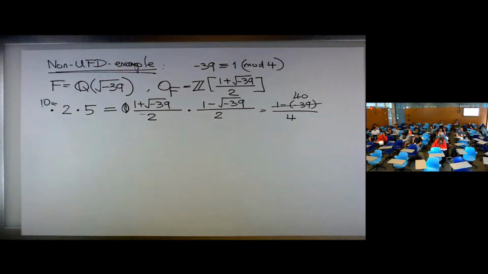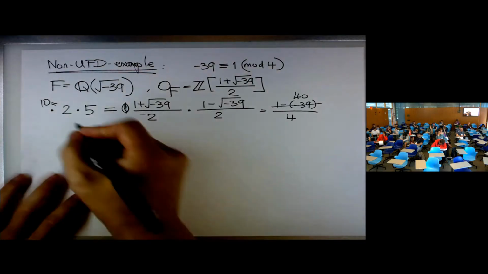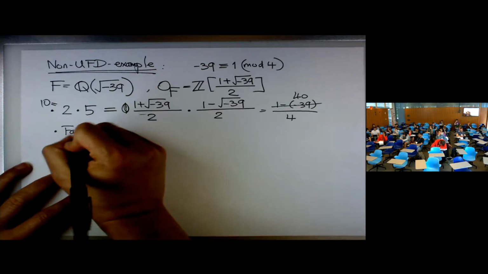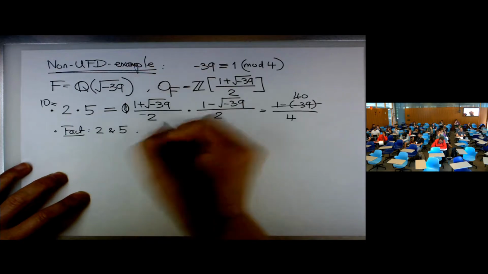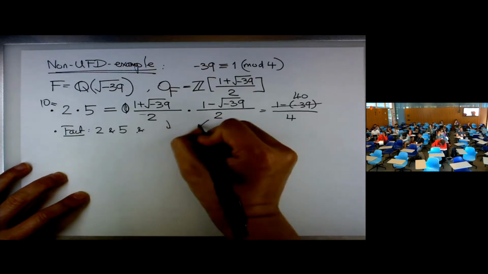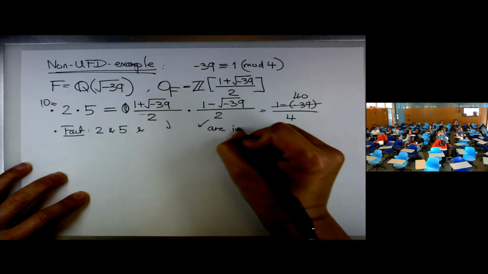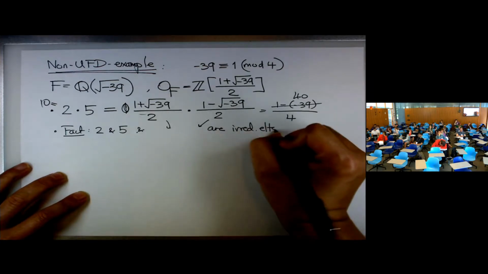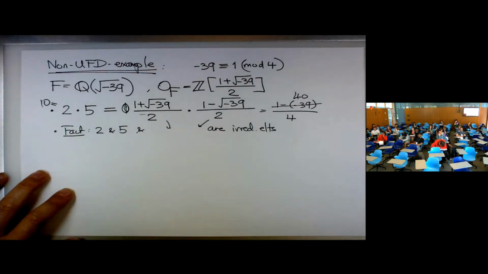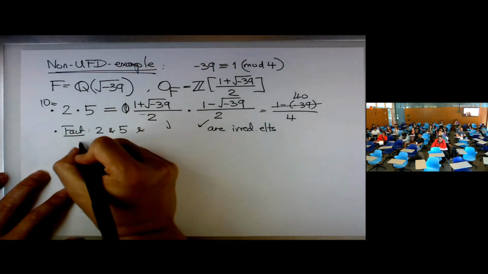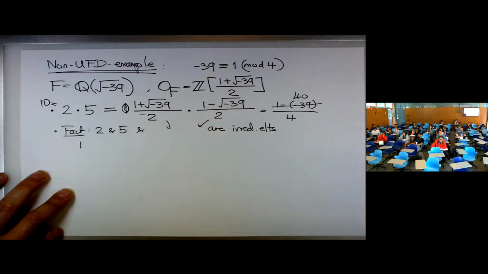So we have a factorization like this. As it turns out, 2 and 5, and these two, are irreducible elements. Namely, this cannot be factored further into two elements which are not units. Maybe I can prove one for you. Or maybe I'll leave it as an exercise for you to prove.